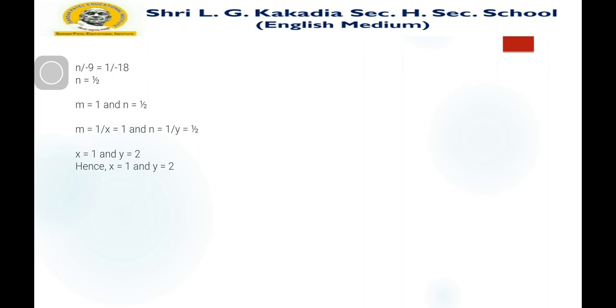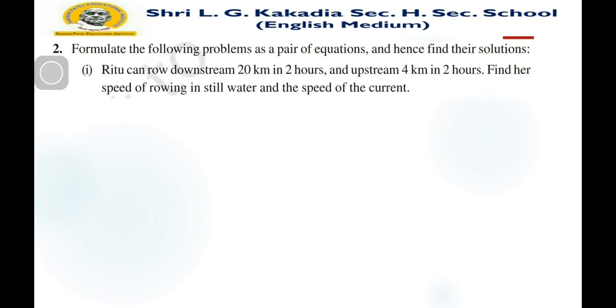Now let me solve some problems from question number 2. Formulate the following problems as a pair of equations and hence find their solution. First we have to write the problem in algebraic representation. Now Ritu can row downstream. Downstream means with the flow.